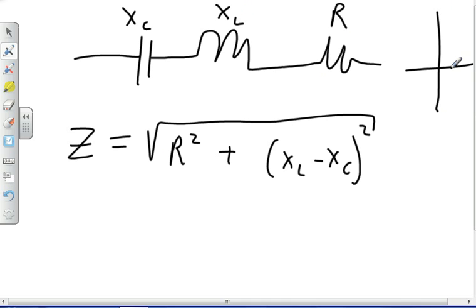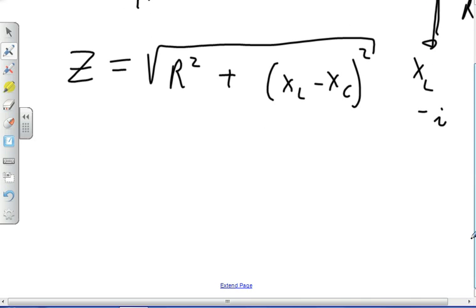As you recall, the X of C is in the negative imaginary direction, the X of L is in the positive imaginary direction, and the resistance is always on the real axis when you're looking at a graph of those guys. So I have to subtract the X of C from the X of L to find out who's winning, and then I can find out what the impedance is.